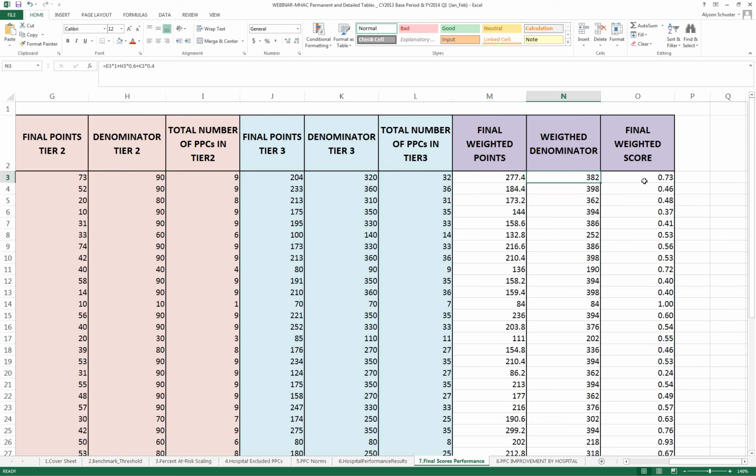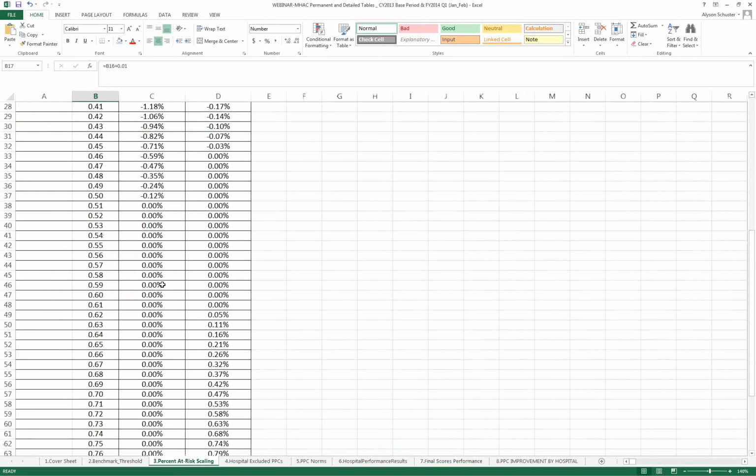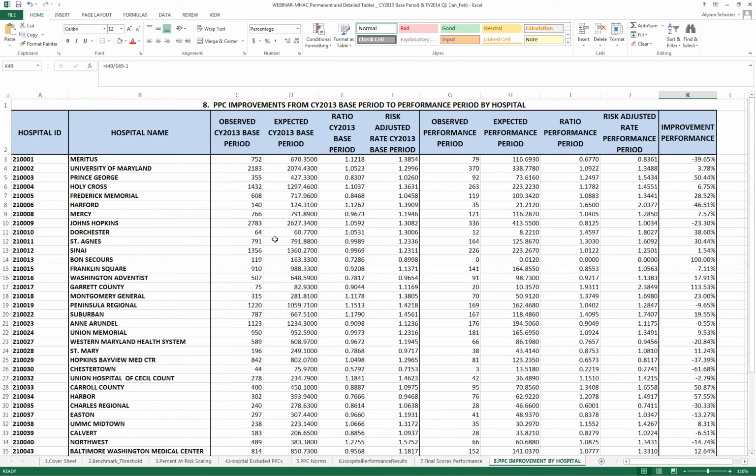We do the same thing for the denominator, and then here you can see the final weighted score calculated. That is, the numerator divided by the denominator. They get a score of 0.73. You can then go back and look at the scaling sheet, and you can come down to 0.73, and you can see that this means that they'll either have a 0% penalty, or they may be eligible for a 0.63% reward. So again, how are you going to know whether or not we, as a state as a whole, are going to achieve that 8% minimum MHAC improvement?